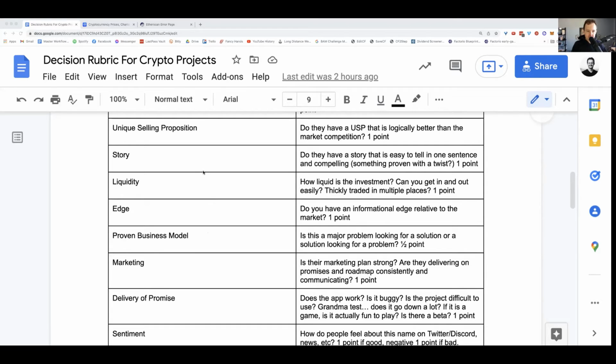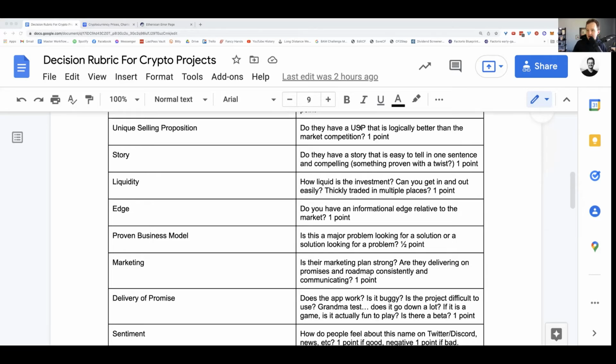We'll see other aspects of that I might have discussed already, but I think the next thing that's important is a unique selling proposition. So we talk about this in Zig Ziglar's work. It's the USP. They have a USP that is logically better than the market competition. If you look at this versus other offerings in the market that are similar or totally different, does it seem to make sense? And does it seem to be a good idea? That's a subjective thing, but I think there's an objective value to comparing and contrasting to other offers in the marketplace and just seeing how your gut lands with it.